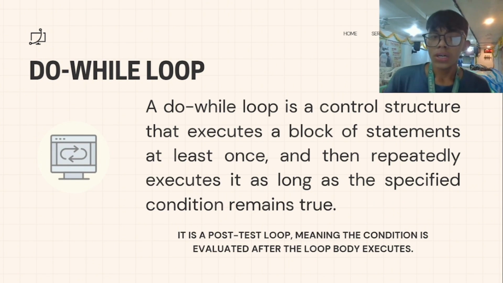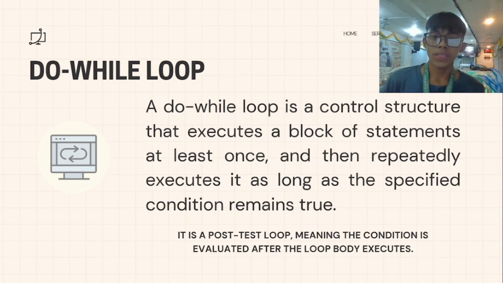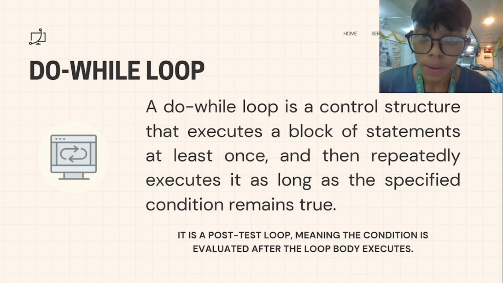So next, this is our do while loop. A do while loop is a control structure that executes a block of statements at least once, and then repeatedly executes it as long as the specified condition remains true. It is a post-test loop, meaning the condition is evaluated after the loop body executes.